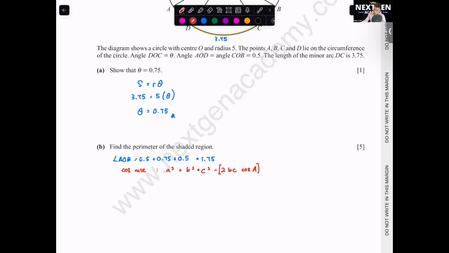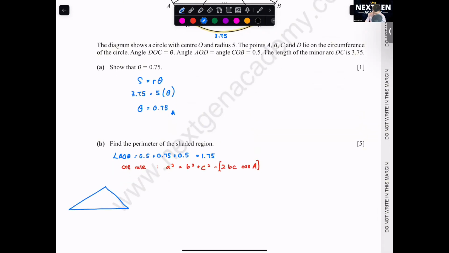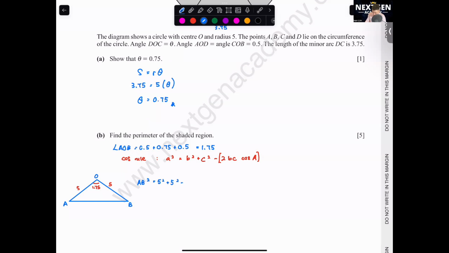So now what we are going to do is, I'll draw it out for y'all so that y'all can see clearly. First triangle that I'll be using is AOB. I have here 5, 5, and here is 1.75. I want to find what is AB. So here become AB square equals 5 square plus 5 square minus 2 times 5 times 5 cos 1.75. Calculate this, you get 58.91. AB, you square root this, you get 7.68.